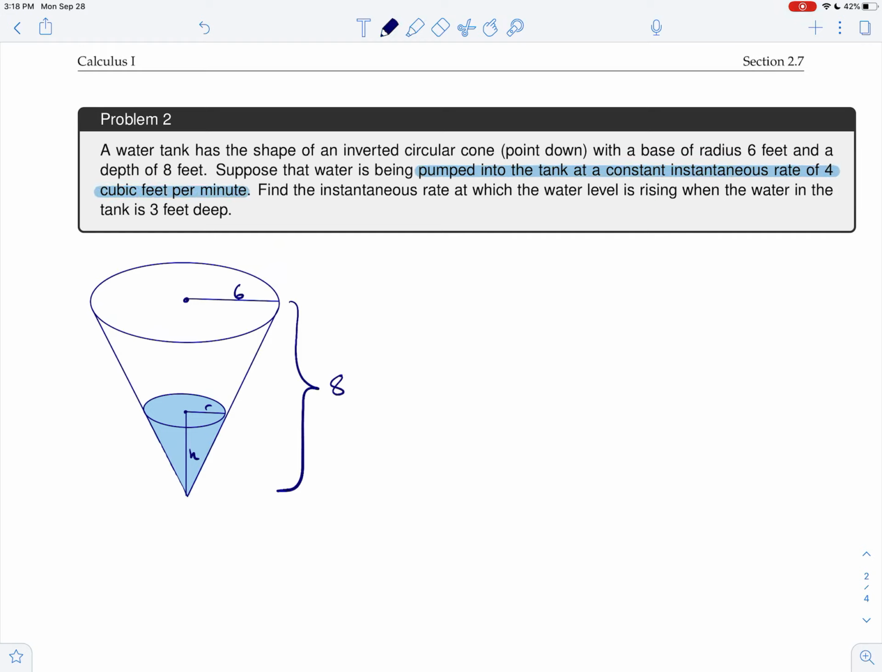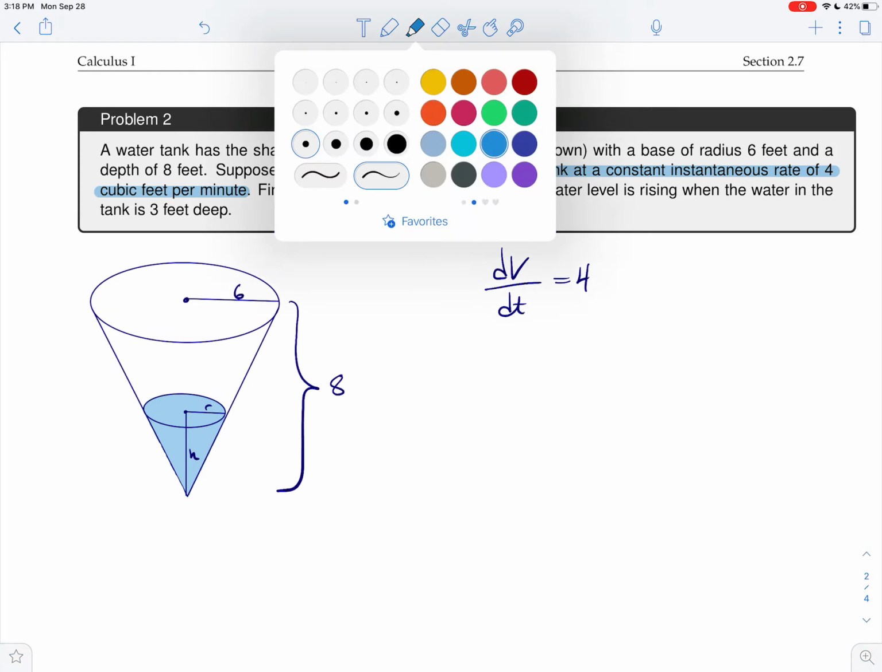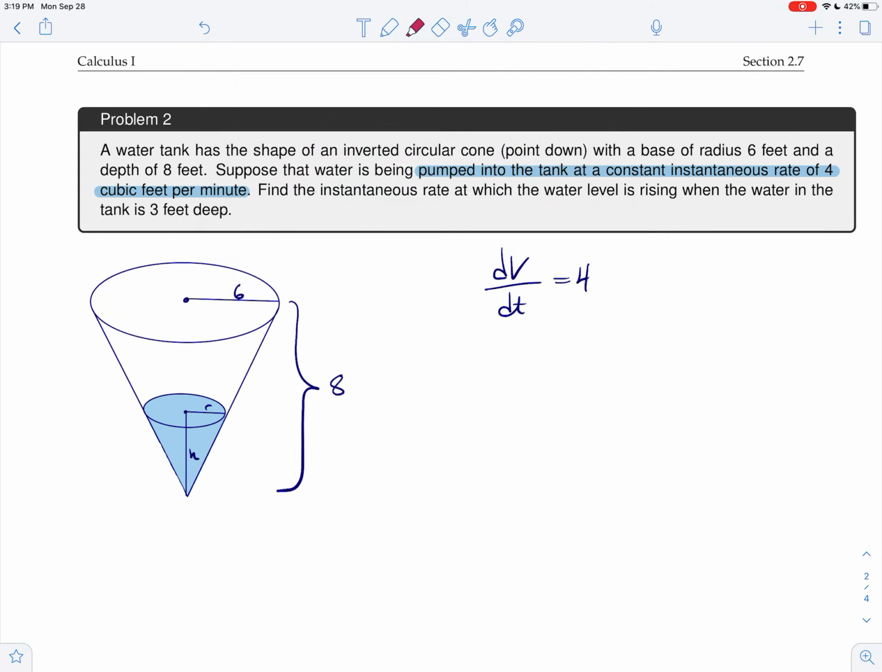And so we can go ahead and say, okay, I don't know what this problem is asking, but I know that dV/dt, the change in volume of the tank, is always 4. It's a constant 4. So then we're asked to find, I'll always use pink to mark that, the instantaneous rate at which the water level is rising. And then it tells me when the water is 3 feet deep.